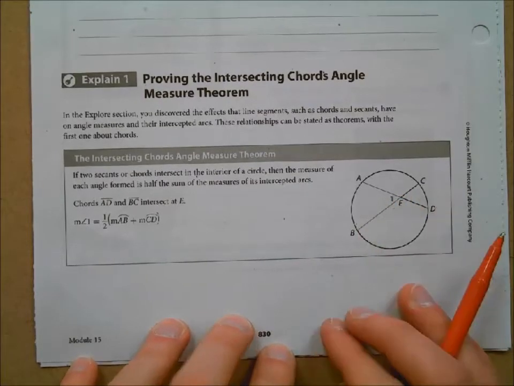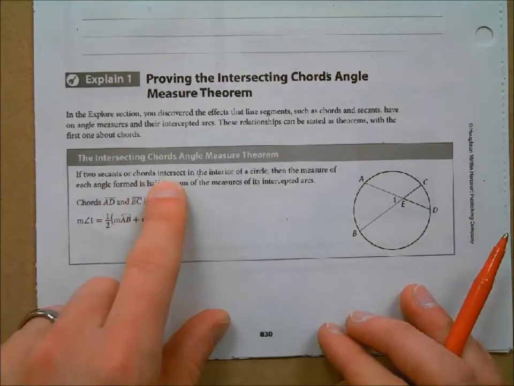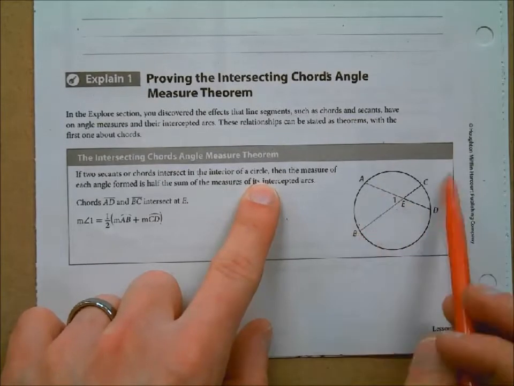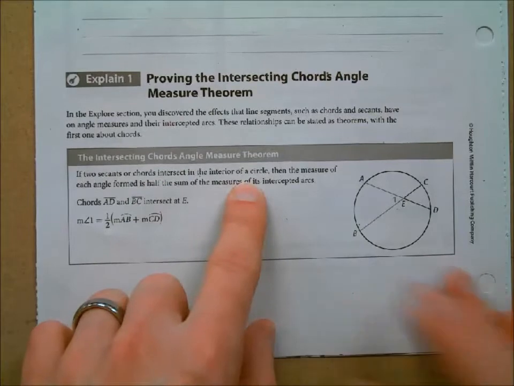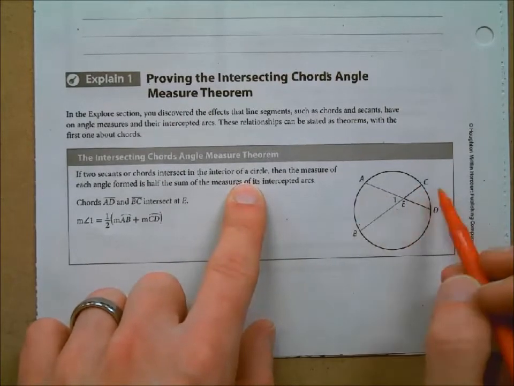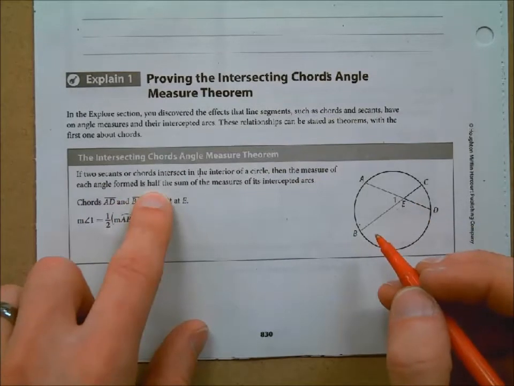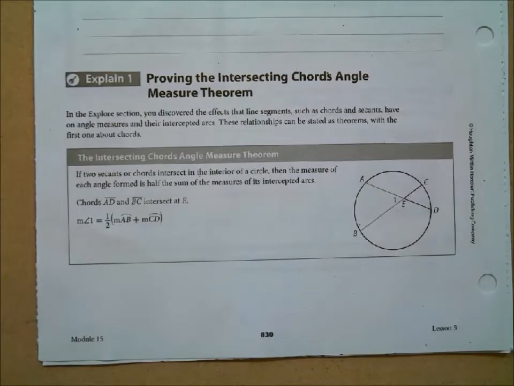Specifically, if two secants or chords intersect in the interior of a circle, so here you can see we have two chords, or these could be parts of a secant line too. So if you have two secants or two chords that intersect right here inside the circle, then the measure of each angle formed is half the sum of the measures of its intercepted arcs.